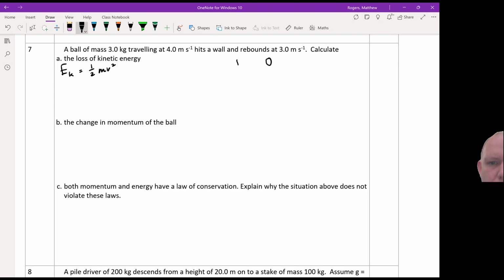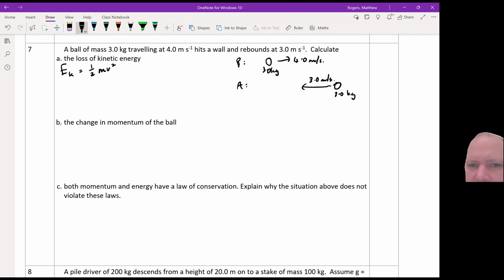So before, we've got something of mass 3 kilograms traveling this way at 4.0 meters per second. Afterwards, we've got something that still has a mass of 3.0 kilograms traveling this way at 3.0 meters per second.